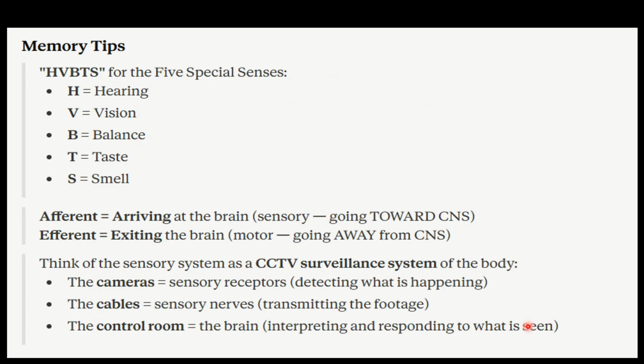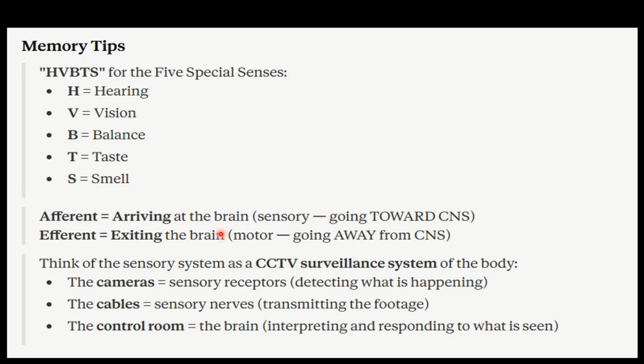Now we have learned so many things, so how will we remember it all? To remember it all, there are a few tricks or memory tips I have noted here. Just remember this word HVBTS, which is nothing but the 5 special senses: hearing, vision, balance, taste and smell. If we talk about afferent and efferent, afferent starts with A, so it's arriving to the brain. Efferent starts with E, so it is exiting the brain. So arriving at the brain, sensory, going towards CNS; exiting the brain, motor, going away from CNS.